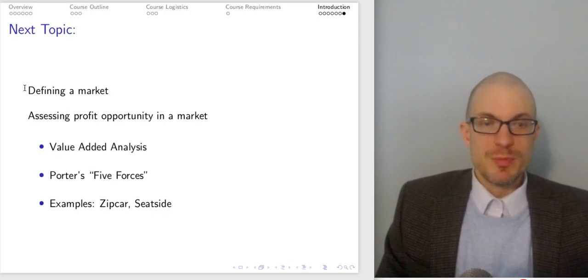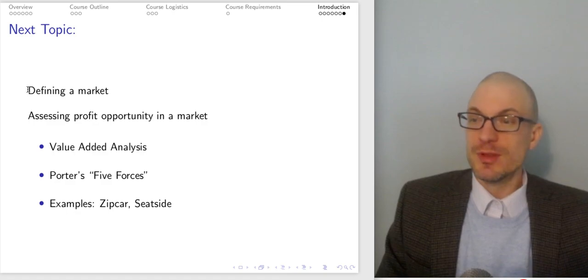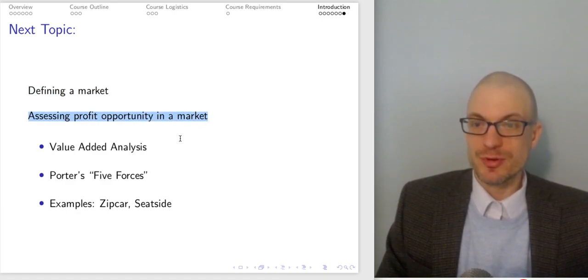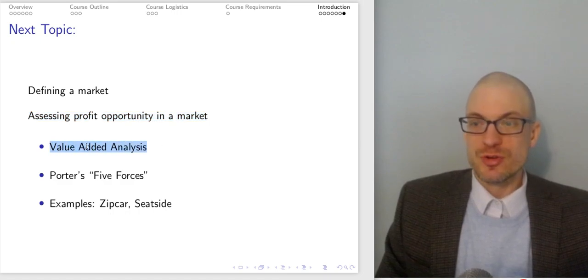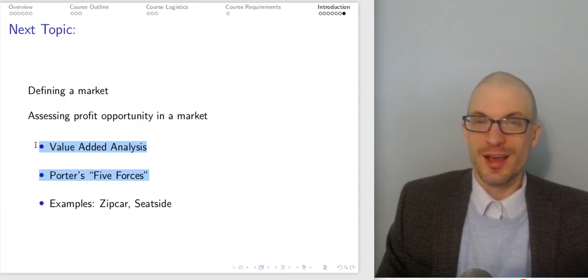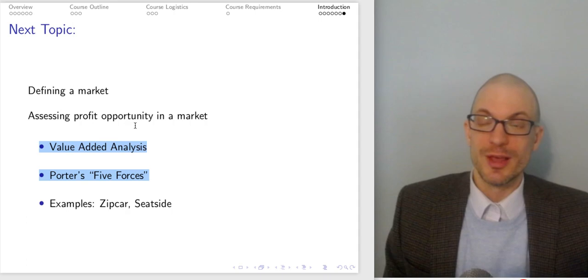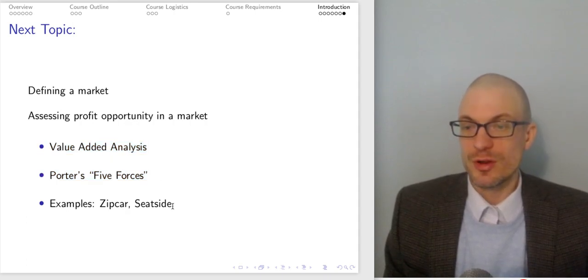Our next topic will be thinking about assessing opportunity in the market. So thinking about defining a market, assessing profit opportunities. We'll introduce the value-added analysis and Porter's 5 forces, which are going to be important tools for your pre-business project, as well as throughout the course in general. And then I'll illustrate this with a couple of examples.